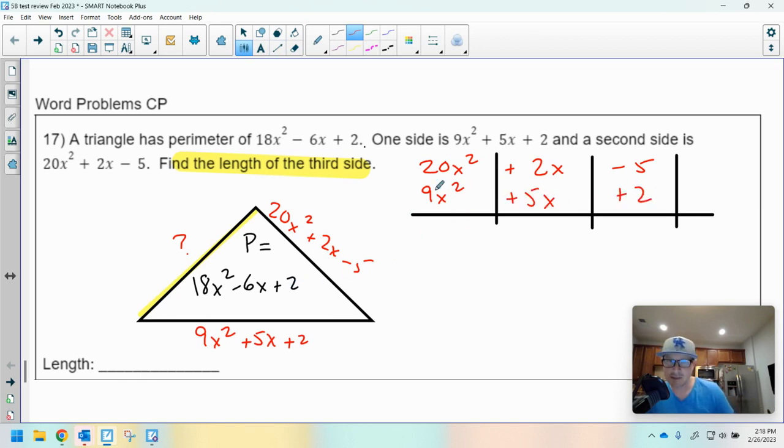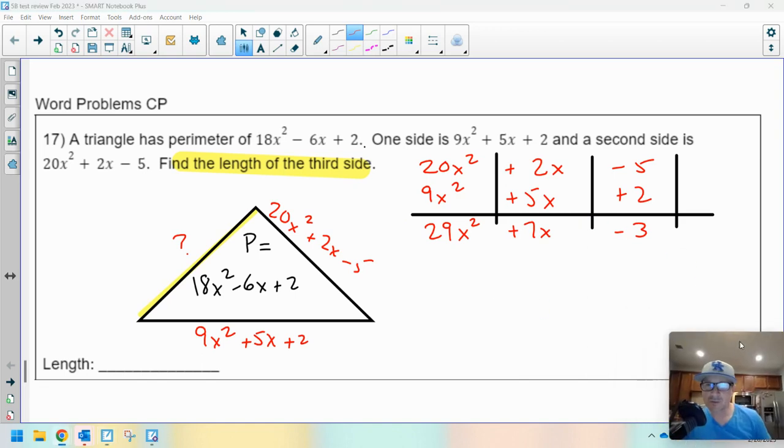When we add this together, 20 plus 9, 29. We do not change the x squared. We're adding. It's like adding 20 apples and 9 apples. You get 29 apples. 2x plus 5x is 7x, negative 5 plus 2. That is going to be a negative 3. Make sure you get these right. Negative 5 plus 2 is a negative 3. All right. Now we have the two added up.